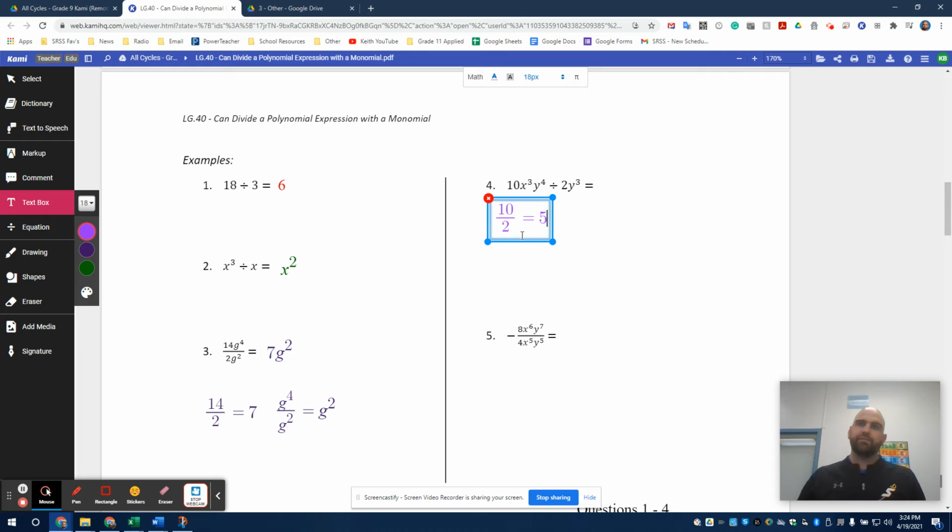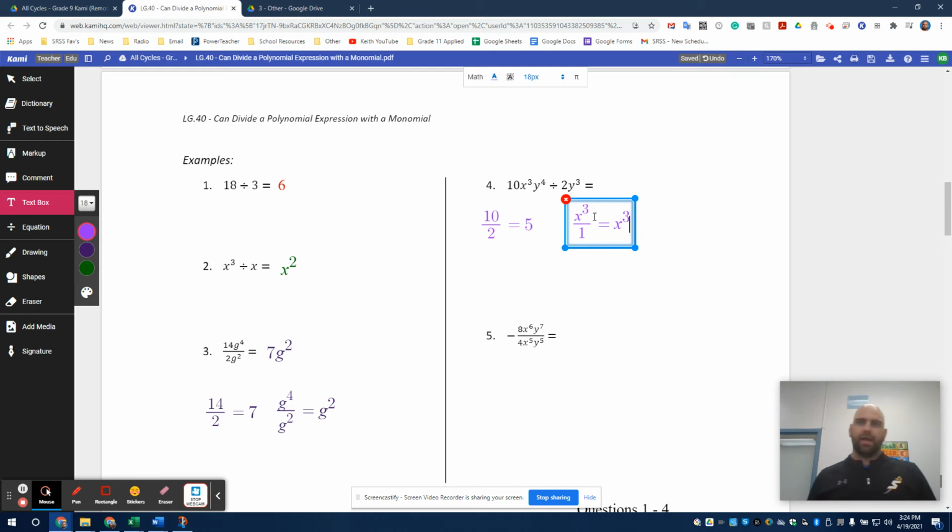And that's going to be 5. So 10 over 2 is 5, so our coefficient is going to be 5. The next thing that we're going to do is our x's. We have x cubed, and in the second one, we don't have anything, so we're going to call it 1.